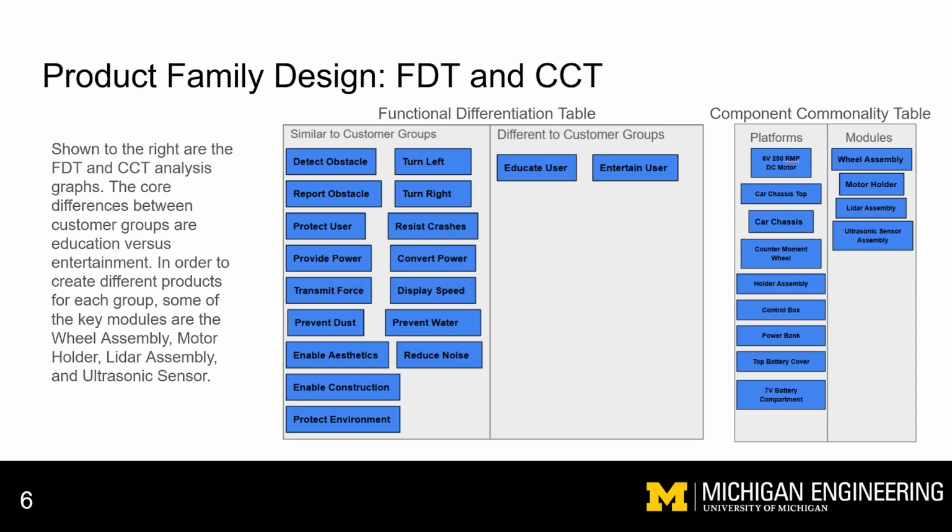For our product family design, we constructed functional differentiation tables and component commonality tables based on the FAST diagram. We realized that the key difference between customer groups was educating a user versus entertaining a user. Based on this, the modules we selected were the wheel assembly, the motor holder, the LiDAR assembly, and the ultrasonic sensor assembly. This is because RC car enthusiasts might require more robust components for outdoor use or racing compared to a system that might be used in an education setting.